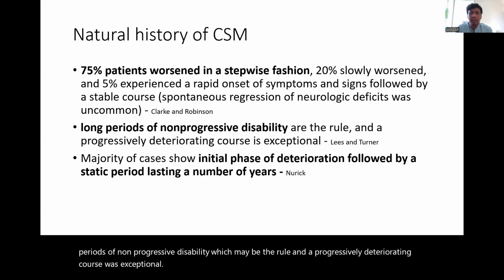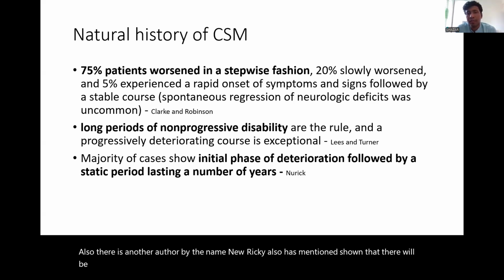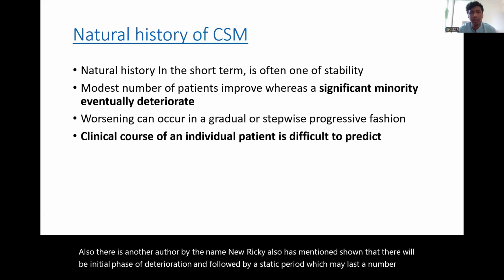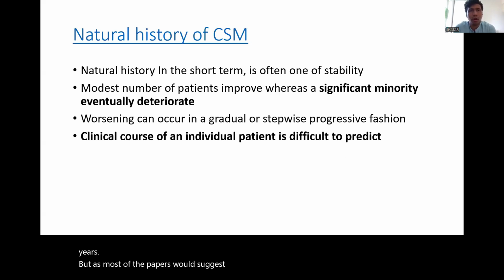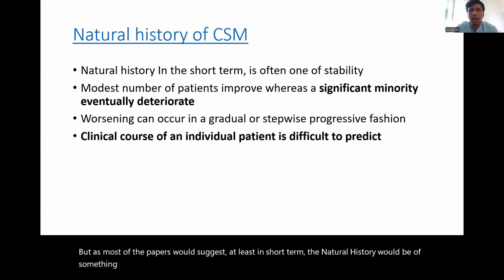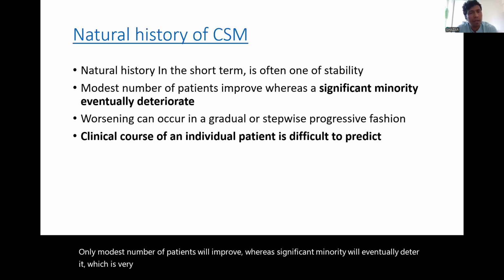Also, there is another author by the name of Nurick. He has also shown that there will be an initial phase of deterioration followed by a static period, which may last a number of years. But as most of the papers would suggest, at least in the short term, the natural history would be something stable. Only a modest number of patients will improve, whereas a significant minority will eventually deteriorate, which is very important. So worsening can happen in any way. Sometimes it may be gradual, or in a stepwise, progressive fashion.